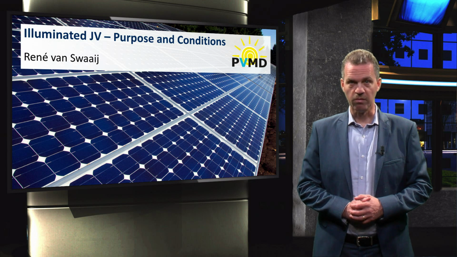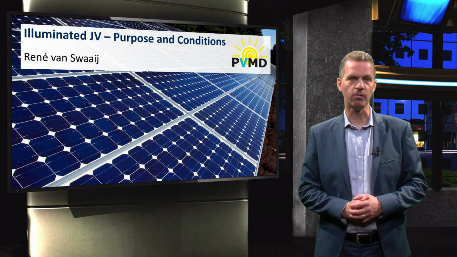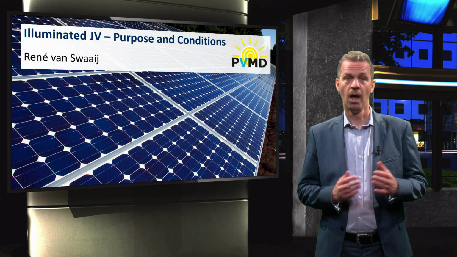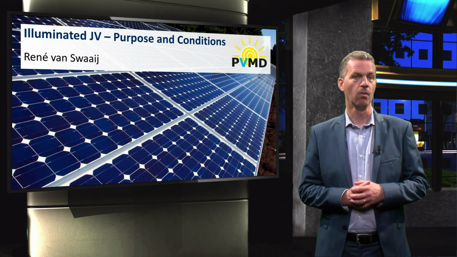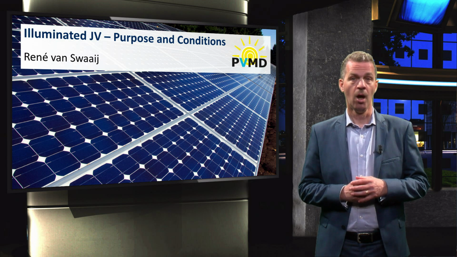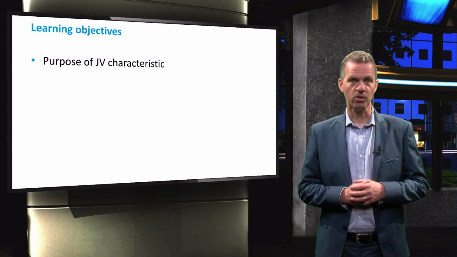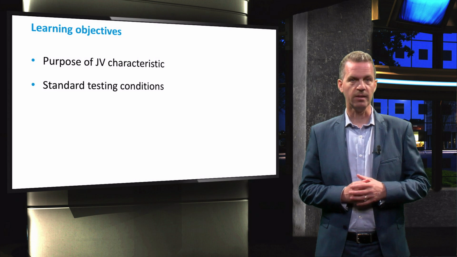The following series of videos will discuss characterization tools that are predominantly used for research-scale solar cells. In this video we will start with the illuminated JV measurement, where J represents the current density and V the voltage.